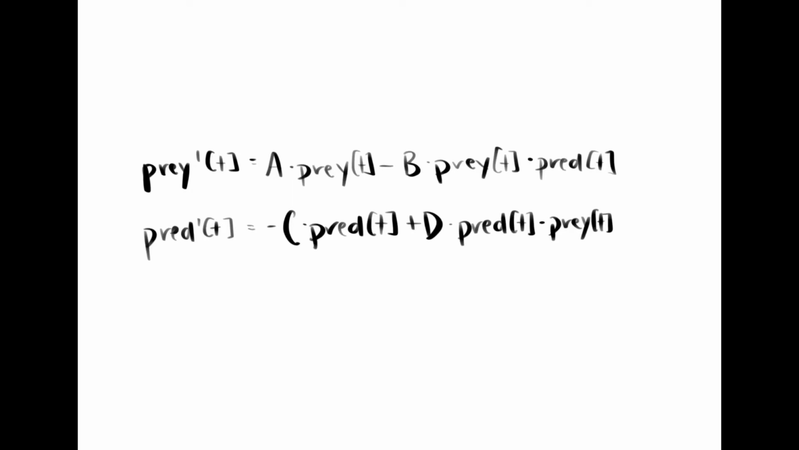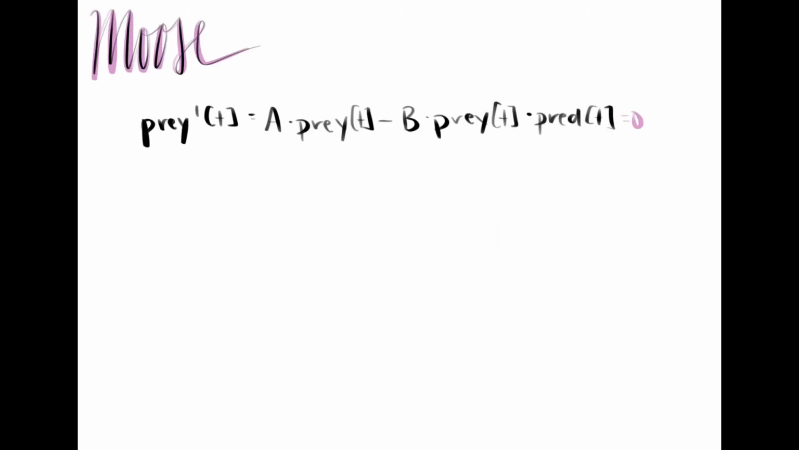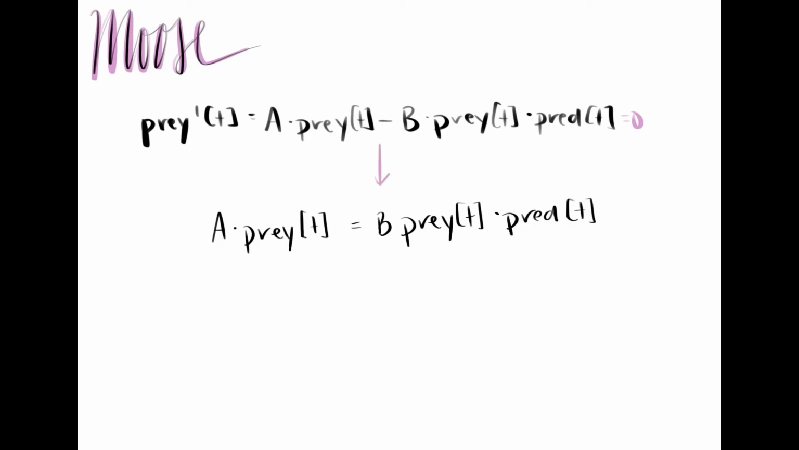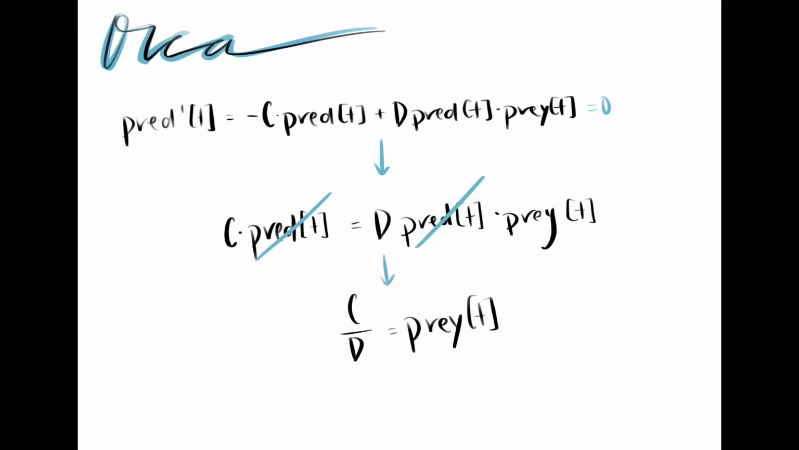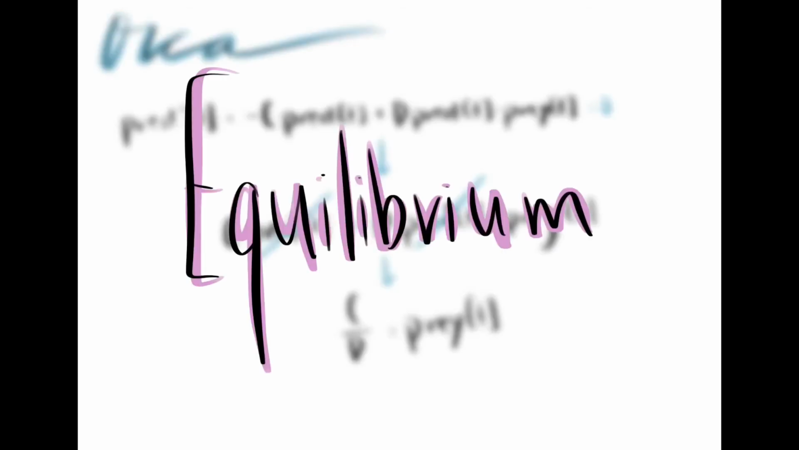So to get a horizontal line where there is no change in population, we need to set these equal to 0. Let's start with our prey, the moose. After we set this equal to 0, we can rearrange it like this. Then, by dividing out the prey population, we see that the predator population must equal A over B. Rinse and repeat, and we find that for the predator population to not change, the prey population must be C over D. These produce what we call equilibrium.